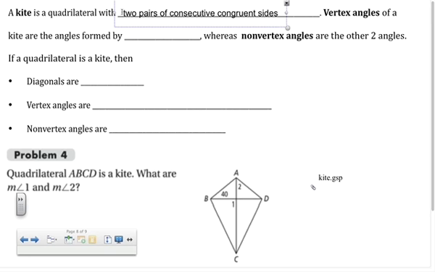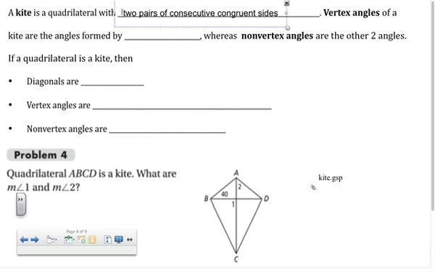To clarify what I mean by that, remember that a parallelogram also has 2 pairs of congruent sides. However, the congruent sides are opposite sides, whereas in a kite, the congruent sides are next to each other. They're consecutive sides. Is a kite a parallelogram? No. A parallelogram has 2 pairs of opposite congruent sides. A kite has 2 pairs of consecutive congruent sides. It is not a parallelogram.